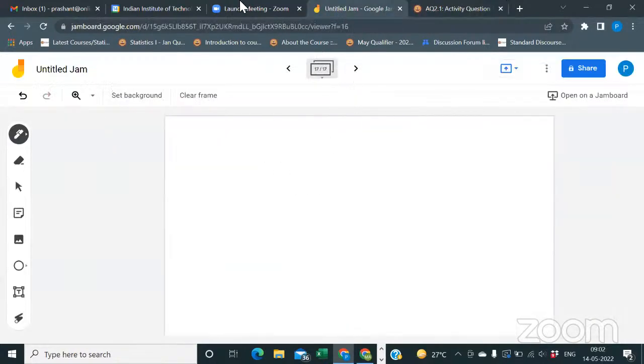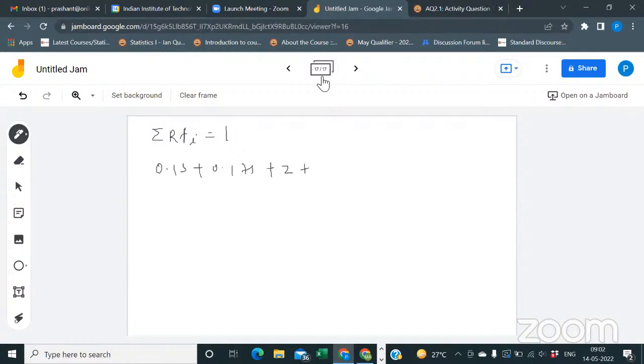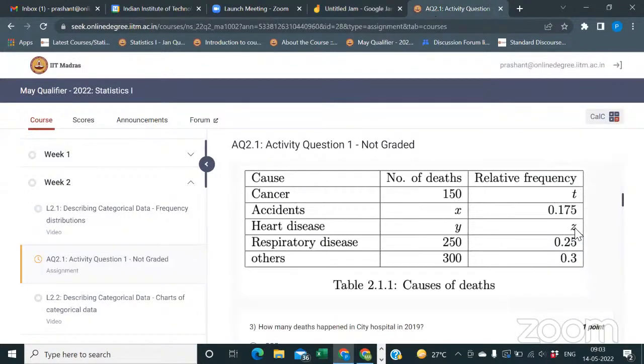Now, you know the sum of all the relative frequencies equals what? 1. Now you have the value of T 0.15, then 0.175 plus Z, and what is next? I think 0.25 and 0.3. Okay, equal to 1. From here you can calculate the value of Z. Is it clear? Yes, sir. If you have calculated the value of Z, you have relative frequency and you have N, then you can calculate frequency.